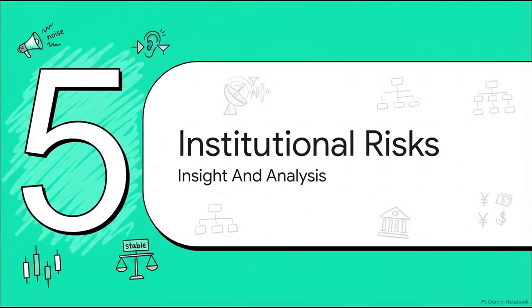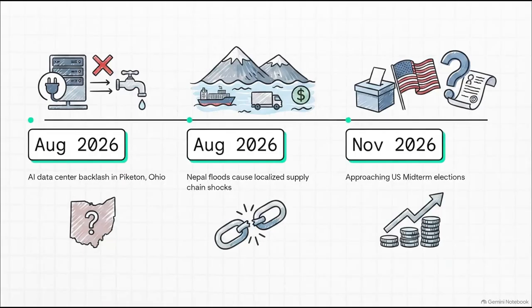Section 5. Institutional Insight and Risks. Let's filter out the media noise. What geopolitical events are the smart money models actually pricing in right now? First, that massive $500 billion AI data center project in Piketon, Ohio, is facing severe local backlash over power and water. That is exposing the physical limits of AI infrastructure growth. Second, those devastating floods in Nepal are creating localized supply chain shocks that could easily reignite inflation and squeeze corporate margins. And of course, the approaching U.S. elections are injecting massive policy uncertainty. Quant funds are looking at these delayed risks and structurally increasing their cash positions as a defense mechanism.